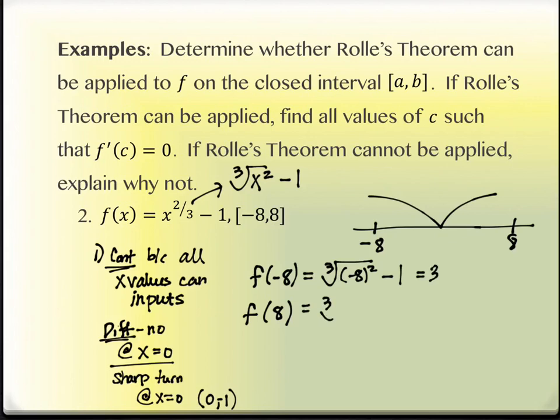If I have the cube root of 8 squared, it is also 4, to give me a 3. Sorry, I meant to write 3 there. So these do equal each other. So if it weren't for the differentiable issue, we could proceed, right? So it only fails one of the three conditions. So Rolle's theorem does not apply.